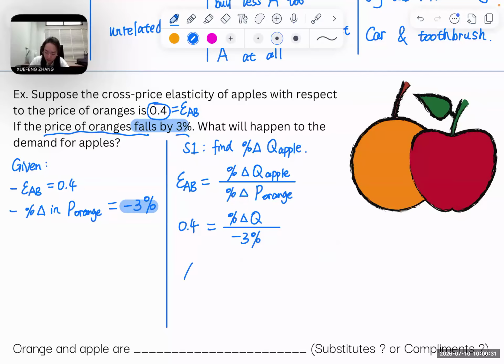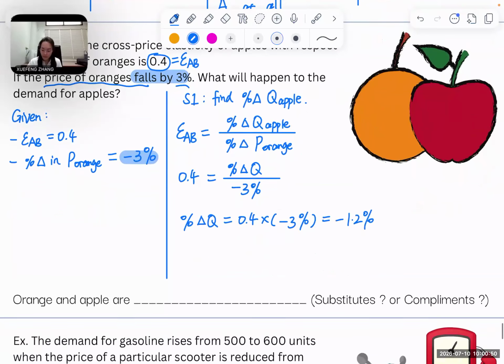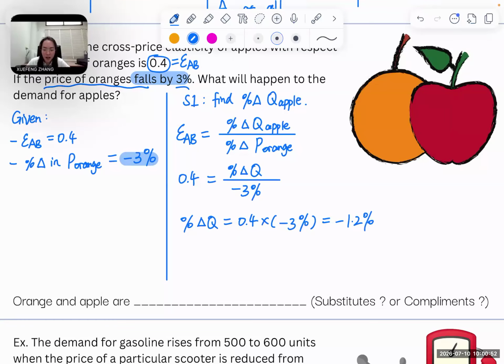Okay, so you just percentage change in quantity equals 0.4 times negative 3%, which is negative 1.2%. All right. So the answer is that demand for apples will decrease by 1.2%, okay?